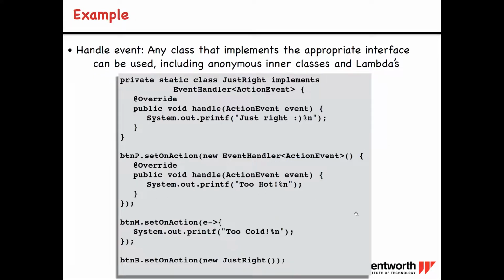All right, so now we are going to add some interaction, and I'm going to do it in 3 separate ways. The first way is going to be a separate class. The second way is going to be an anonymous class. And the third way is going to be a Lambda function. So I'm going to show you all 3 ways to do this. When we handle the event, we're going to implement the appropriate interface. I'm going to do that 3 times.